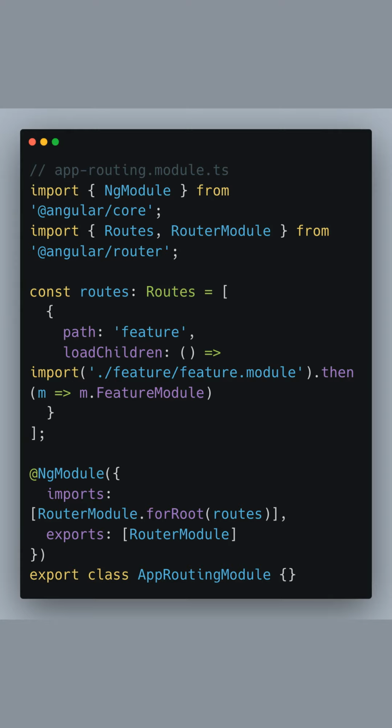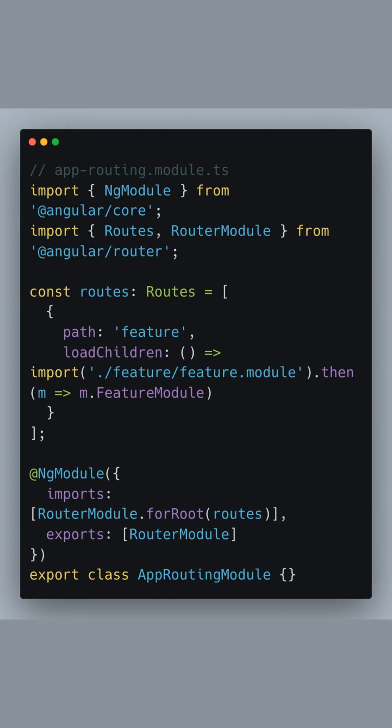Notice the route with the feature path. Instead of a direct component reference, it has a loadChildren function. This function dynamically imports the feature module when the feature path is accessed. This is the essence of lazy loading. The module is only loaded when needed, which can significantly improve the initial load time of your application.